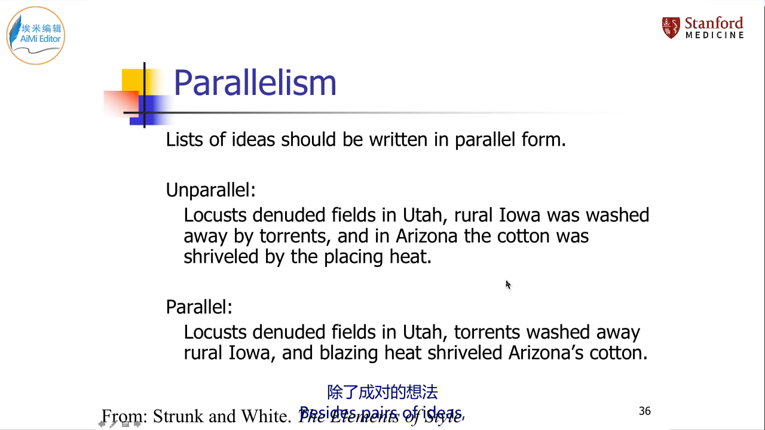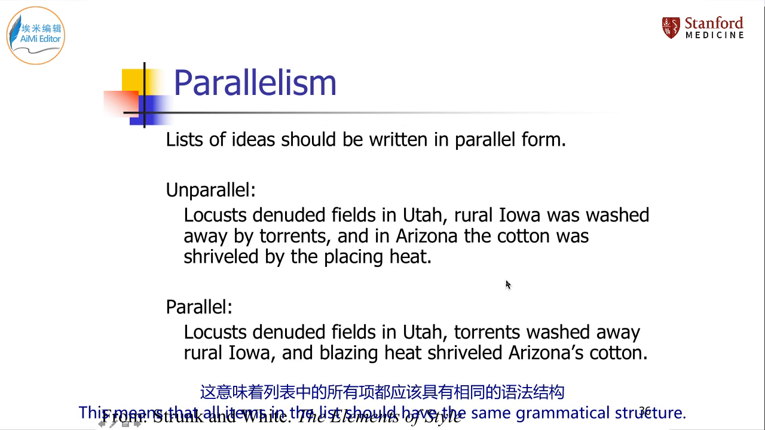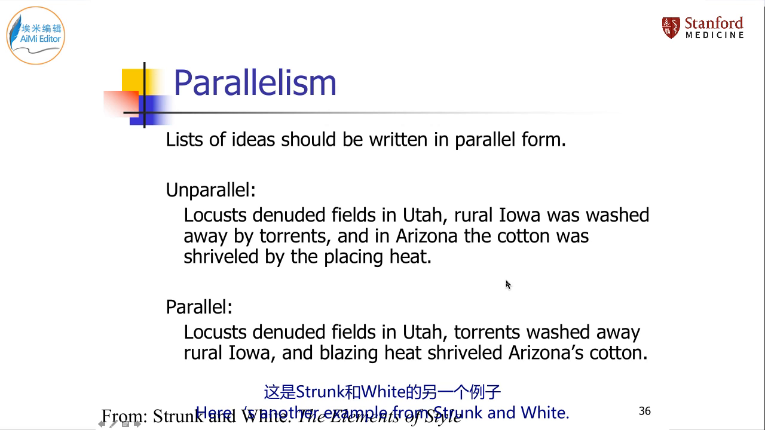Besides pairs of ideas, lists of ideas also need to be written in parallel form. This means that all items in the list should have the same grammatical structure. Here's another example from Strunk and White. The first version is not parallel. It says, locusts denuded fields in Utah, rural Iowa was washed away by torrents, and in Arizona the cotton was shriveled by the blazing heat.